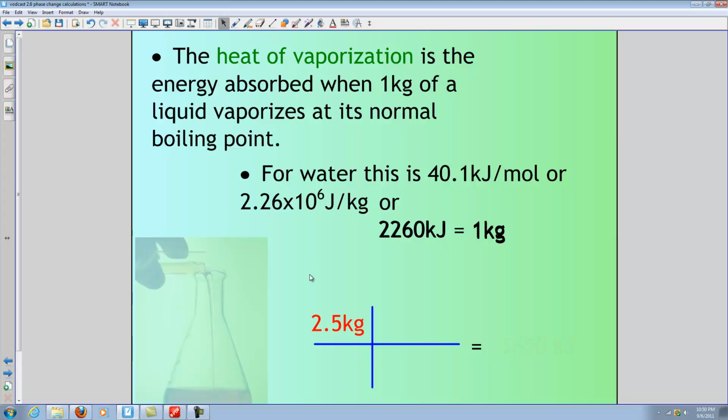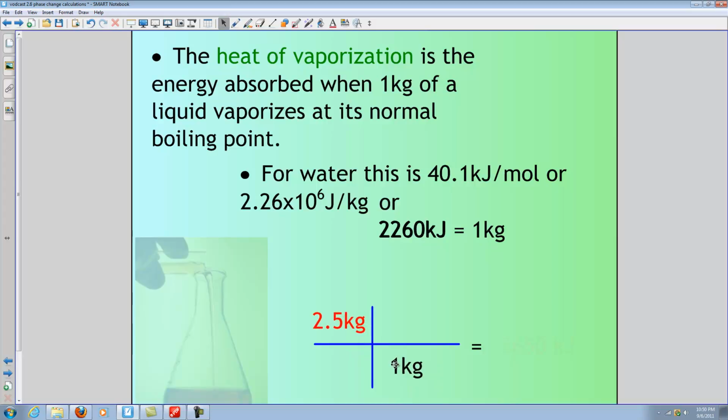So if I wanted to know how much energy it took to turn 2.5 kilograms of water into water vapor, into steam, I start with my given. Put your little railroad tracks here for your conversion factors. And then we do what we normally do. We take our equality, and I'm going to put the 1 kilogram on the bottom. That way I can cancel kilograms out.